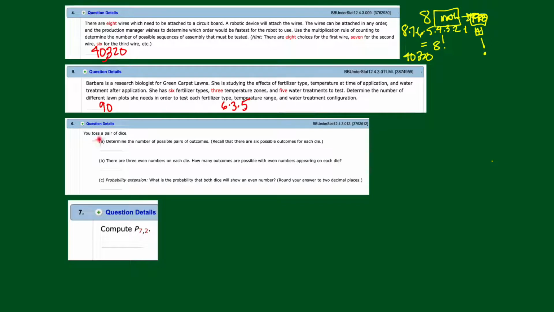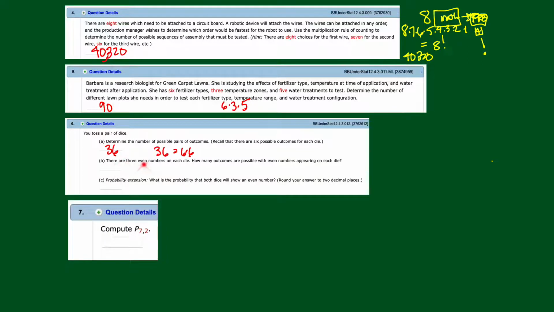Number 6, toss a pair of dice. Determine the number of possible pairs. Okay, you toss a single die, there's 6 possibilities. There's 6 possibilities on the other. So you have 6 for the first choice, 6 for the second. Just determine the number of possible outcomes. 6 times 6 is 36, right? I got it by doing 6 times 6. So 36.